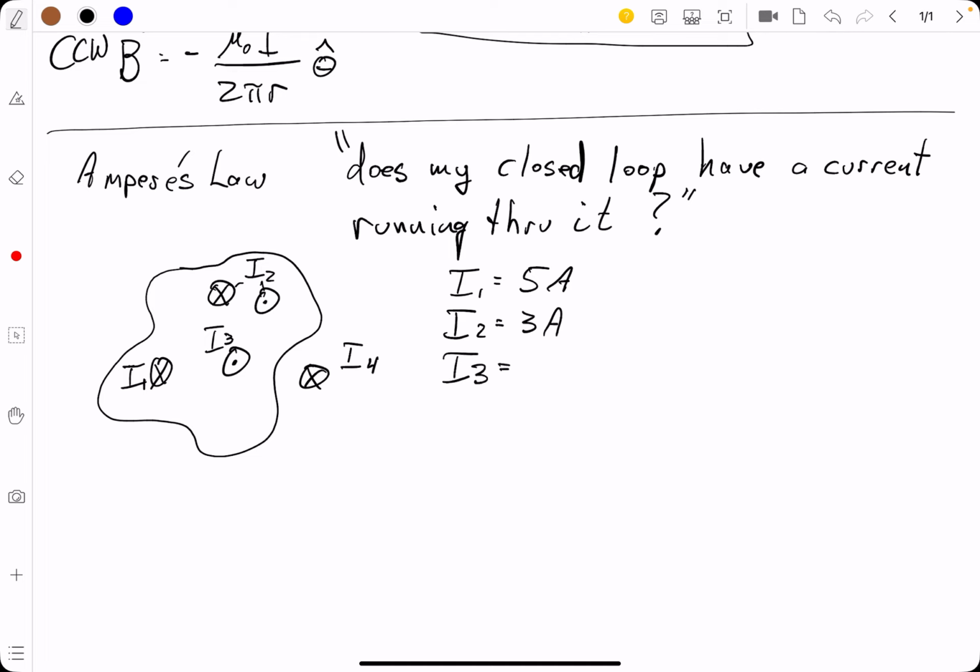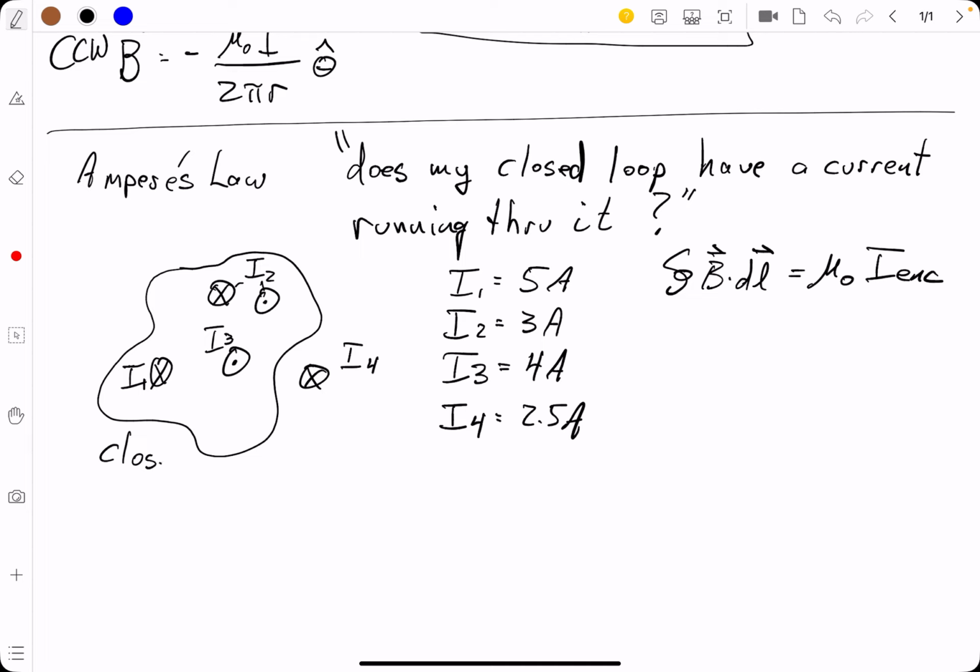I3 is equal to 4 amps. And I4 is equal to 2.5 amps. So if I were to do my integral B dot dl, I'm going to get mu naught times the I enclosed. All right, and here's my closed loop.